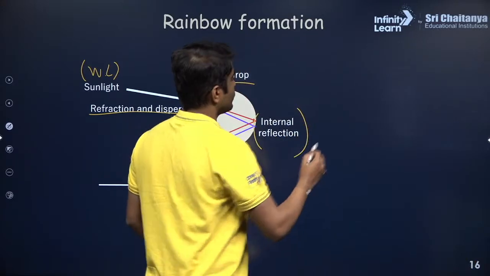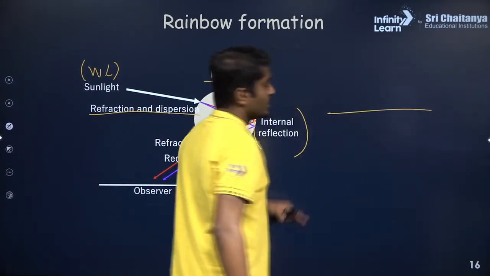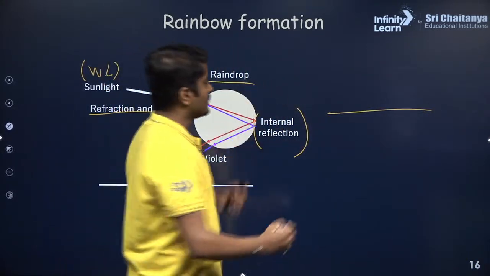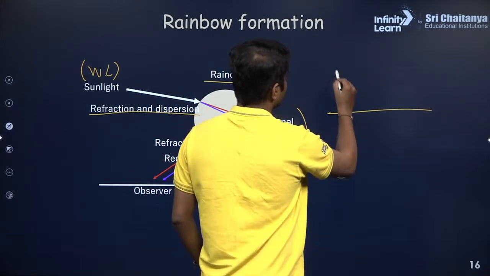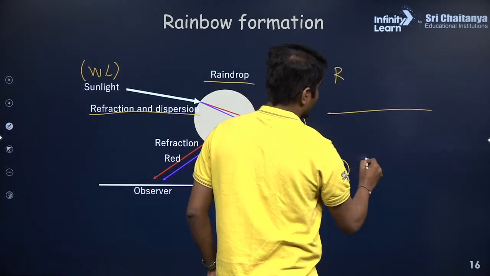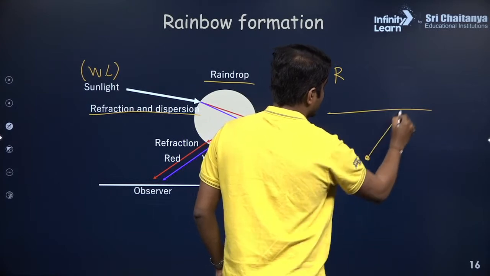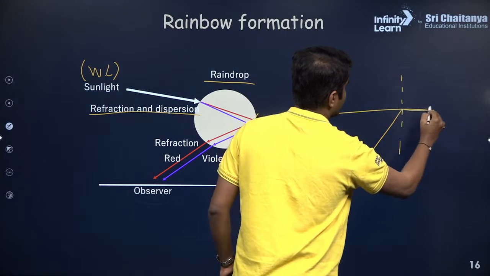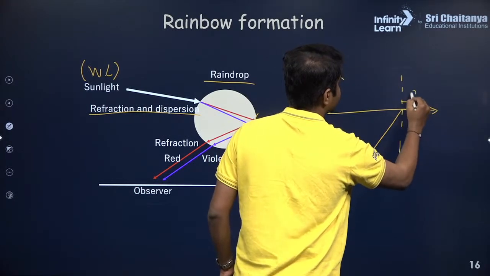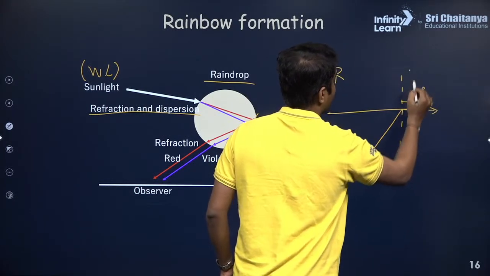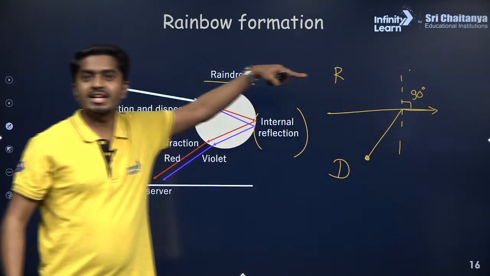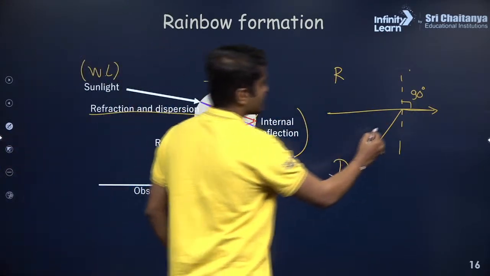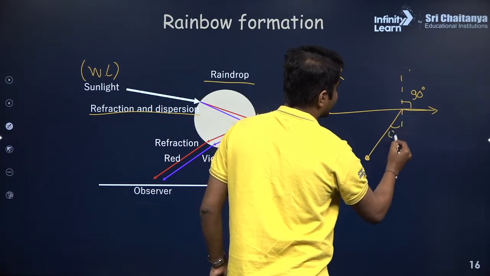I'll quickly tell you. When the light goes from the denser medium to the rarer medium, let's suppose there is a source of light, there is an angle of incidence, and there is an angle of refraction which is 90 degrees. So if R, the angle of refraction, is 90 degrees, then this is called the critical angle.